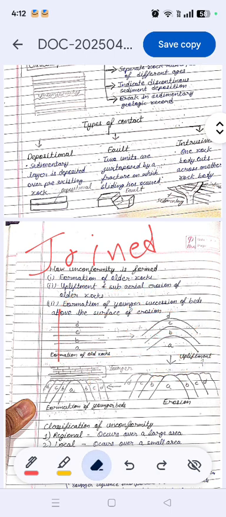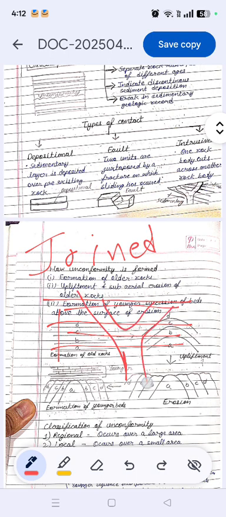Next, an intrusive contact. When one rock body cuts across another rock body. Suppose these are rock layers, sedimentary rock layers, and magma or lava intrudes into this, forming a sill or dike-like structure. Now, the contact between these two is called the intrusive contact.